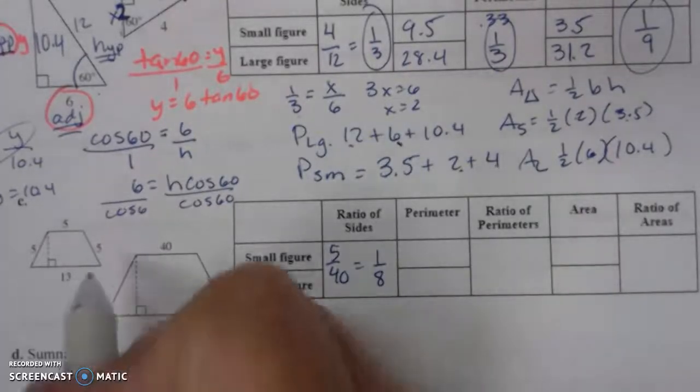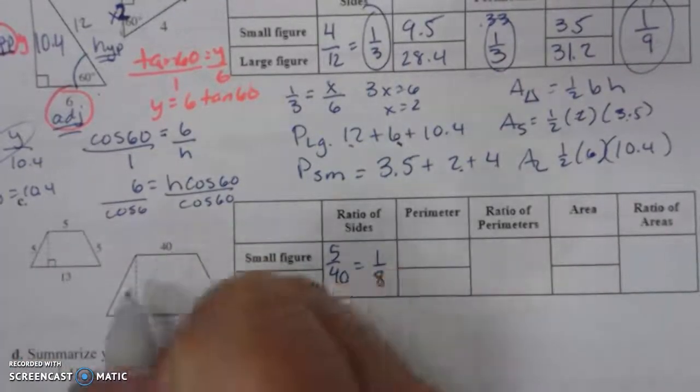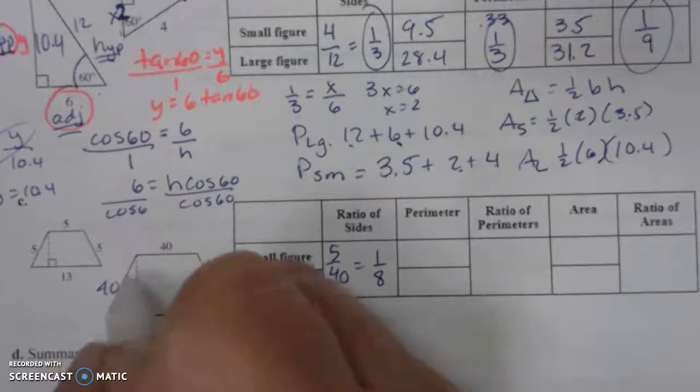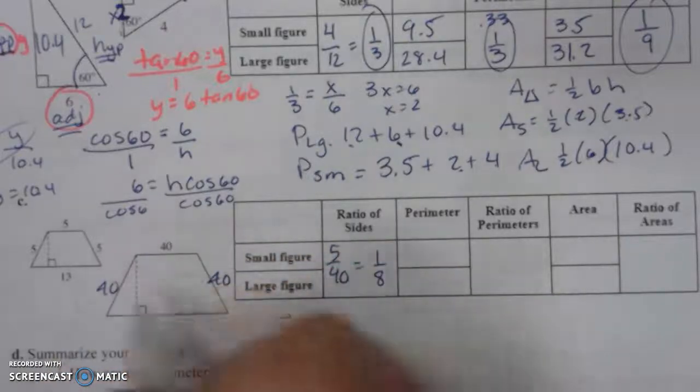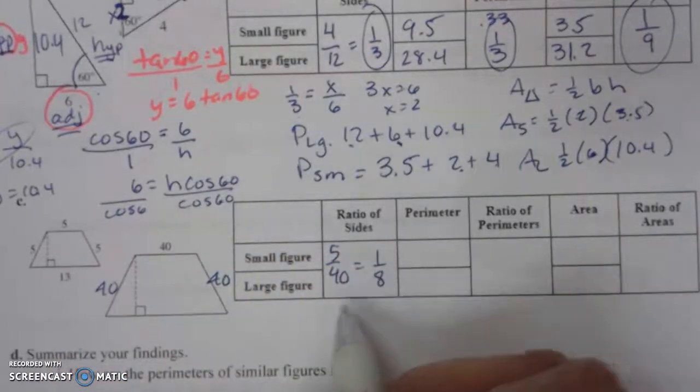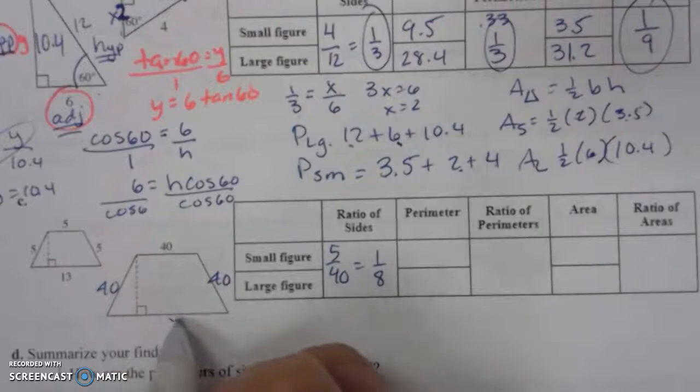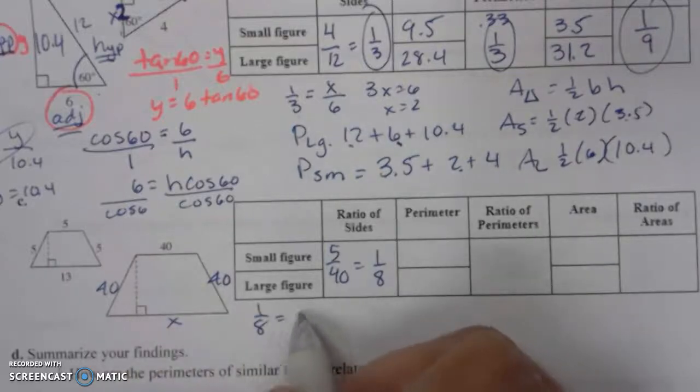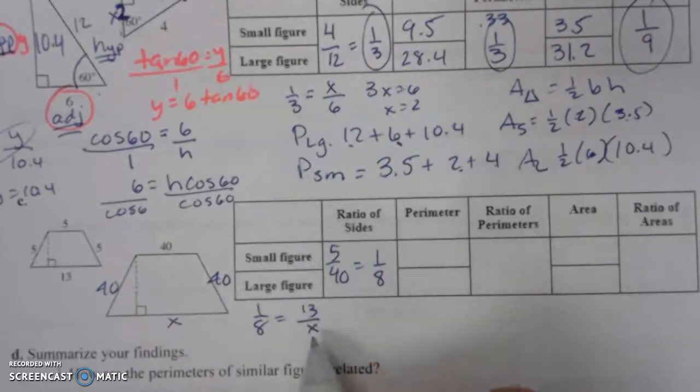The perimeter, so if this is 5, 5, 5, and so this is going to be 40, and this is going to be 40. If my ratio is 1 over 8, we're going to find this missing side right here. I'll call it x. 1 over 8 equals 13 over x, because everything about the large figure goes on the bottom. So we're going to multiply cross products.